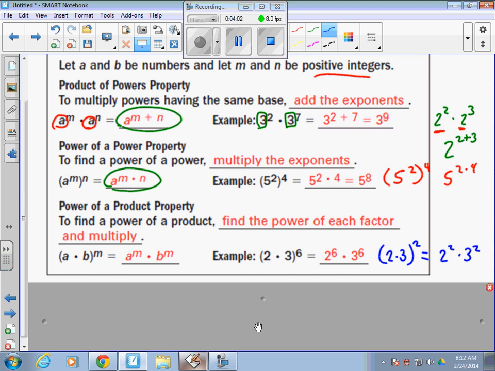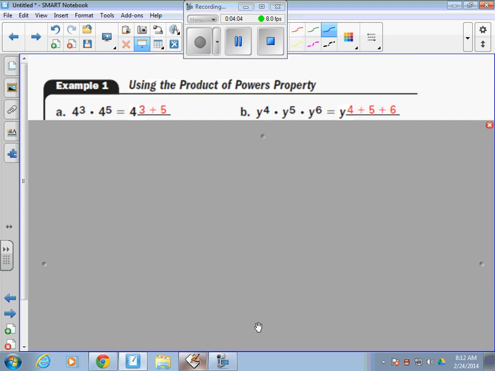Those are the 3 properties that we're talking about for today. Example number 1. You have 4 to the third times 5 to the 5th. You add 4 to the 3 plus 5.